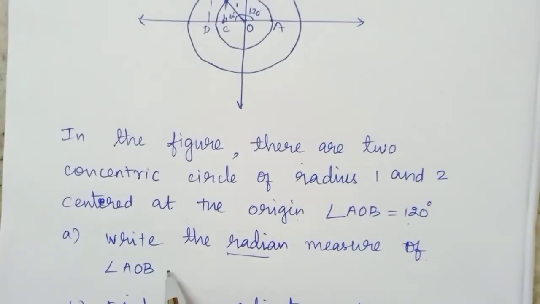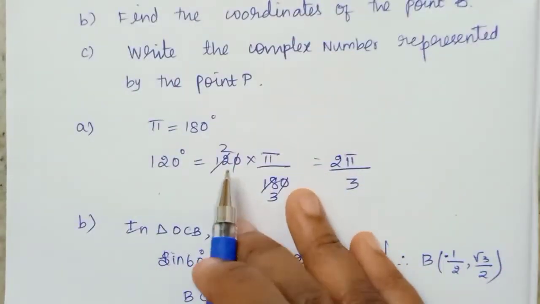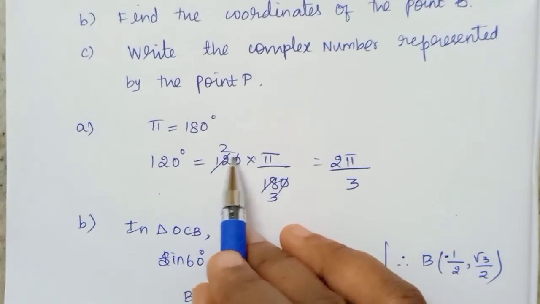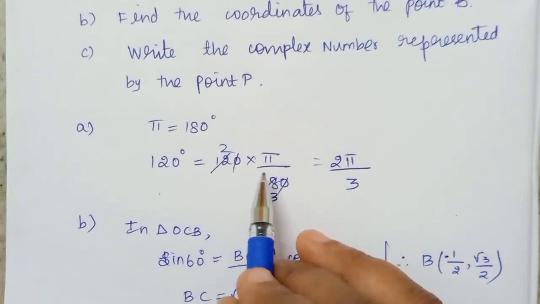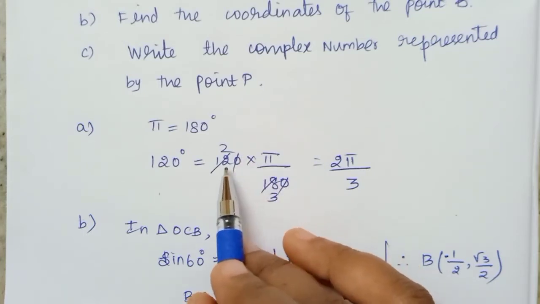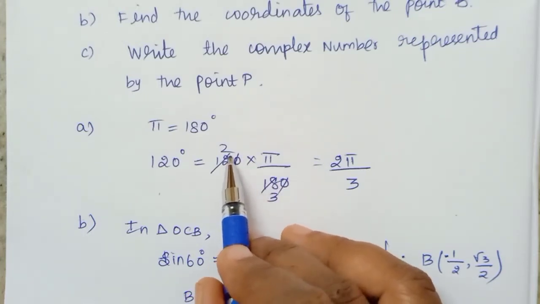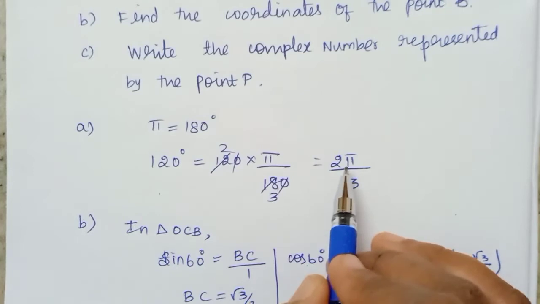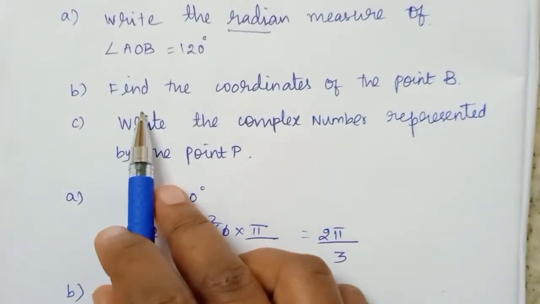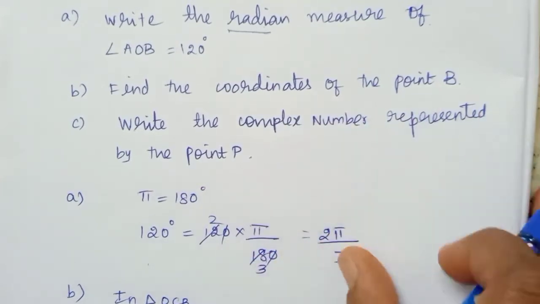Angle AOB they gave as 120 degrees. So we have to convert this degree in terms of radians. Converting degrees into radians means we have to multiply the degree with pi by 180. So 120 into pi by 180, the 0 and 0 get cancelled. Then 6 times 2 is 12, 6 times 3 is 18. So 2 pi by 3. Okay, next, second subdivision: find the coordinates of the point B.